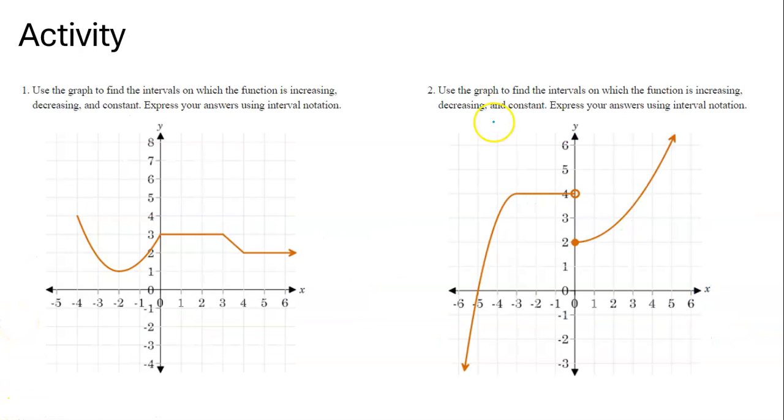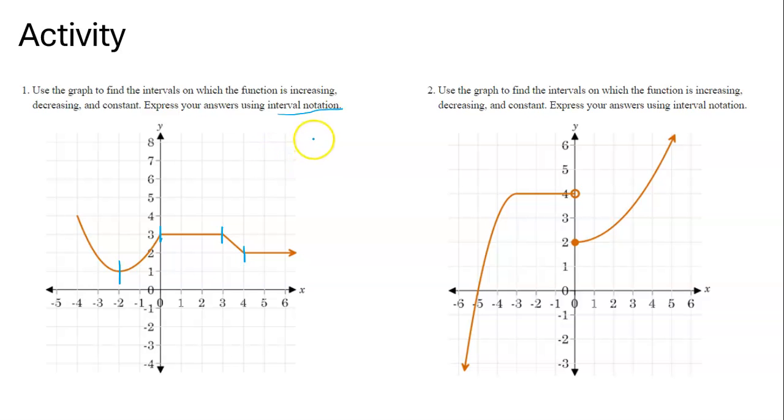Okay, let's do this activity. Use the graph to find the intervals in which the function is increasing, decreasing, and constant. Express your answers in interval notation, which is what I've been doing this whole lesson. So I'm going to cut this wherever it changes. So we have decreasing here, increasing, this is constant, decreasing, constant.